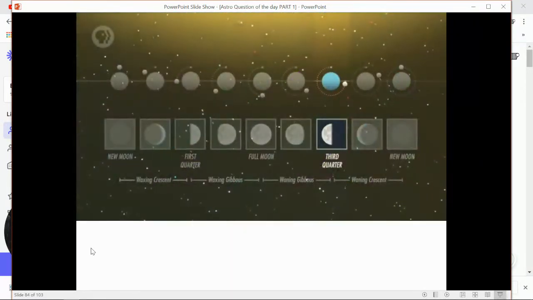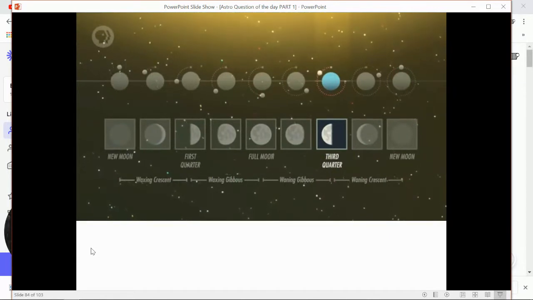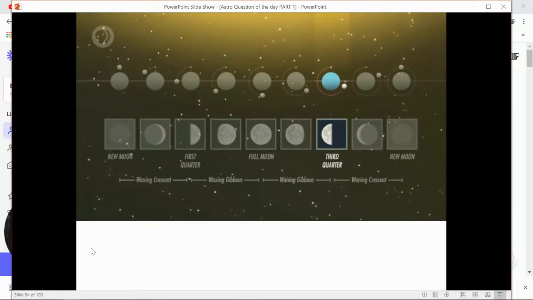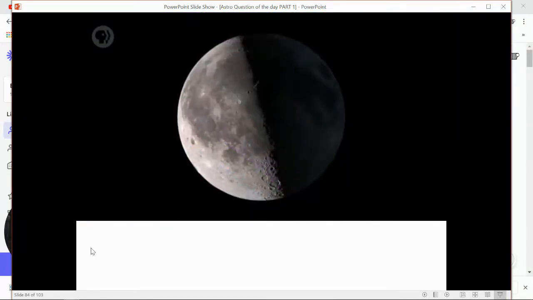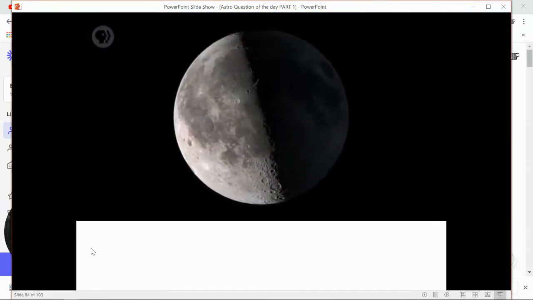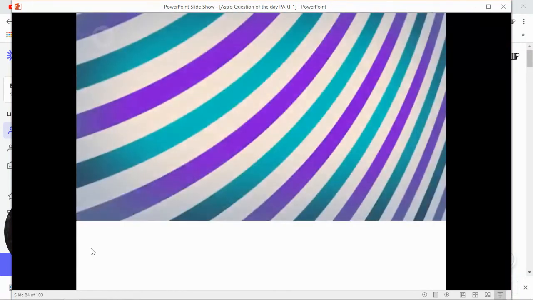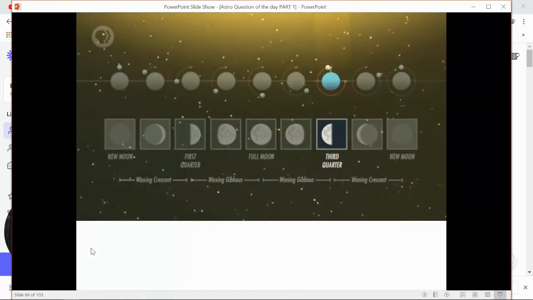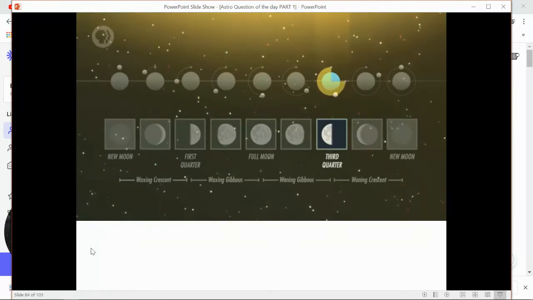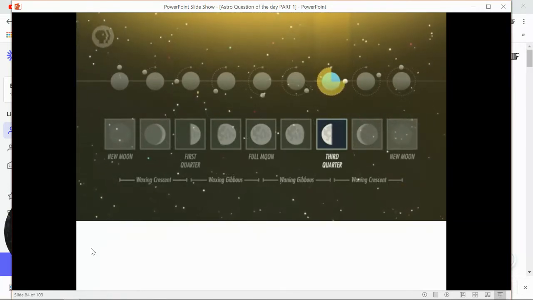Then, 3 weeks or so after new moon and a week after full, the moon is once again half lit, the terminator splitting the moon's face in 2 even halves. This is the third quarter moon because the moon is 3/4 of the way through its cycle. It's a lot like first quarter, but the side that was lit is now dark and vice versa. It's 270 degrees around the sky from the sun. It rises at midnight and sets at noon.